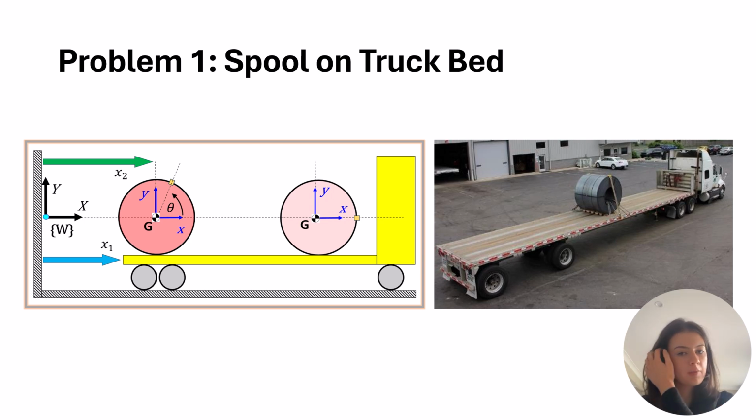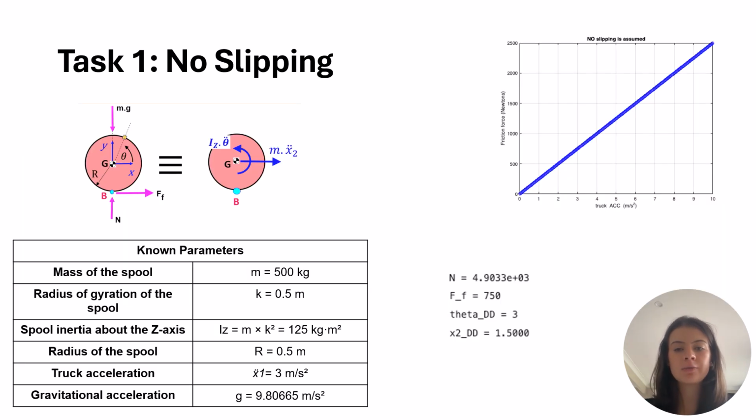First, I'll be going through problem 1, spool on a truck bed. In this problem, we explored the motion of a spool on a truck bed. Task 1 involved assuming no slipping occurred. Using Newton's laws and rotational dynamics, we calculated the spool's angular acceleration as 3 radians per second under a truck acceleration of 3 meters per second.